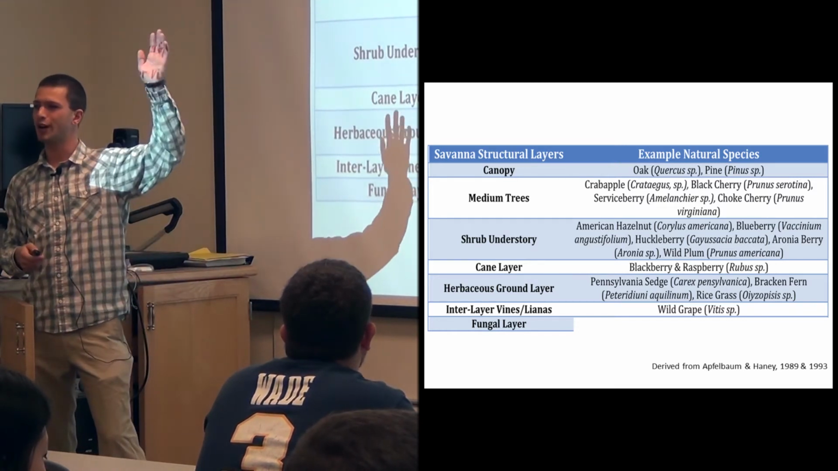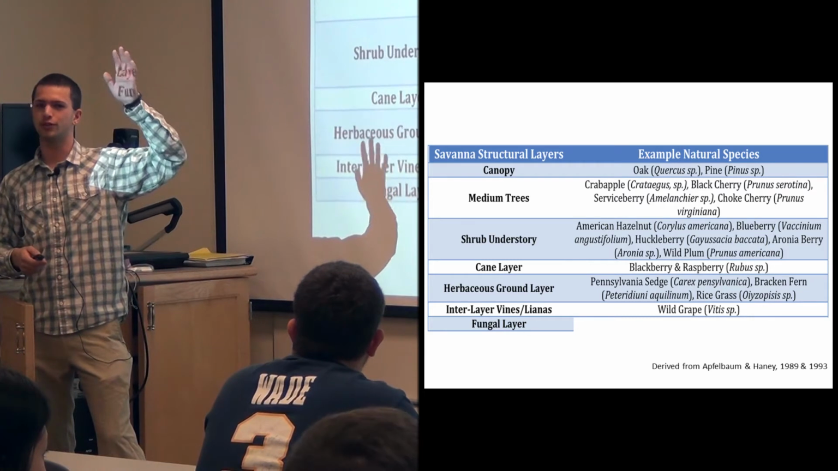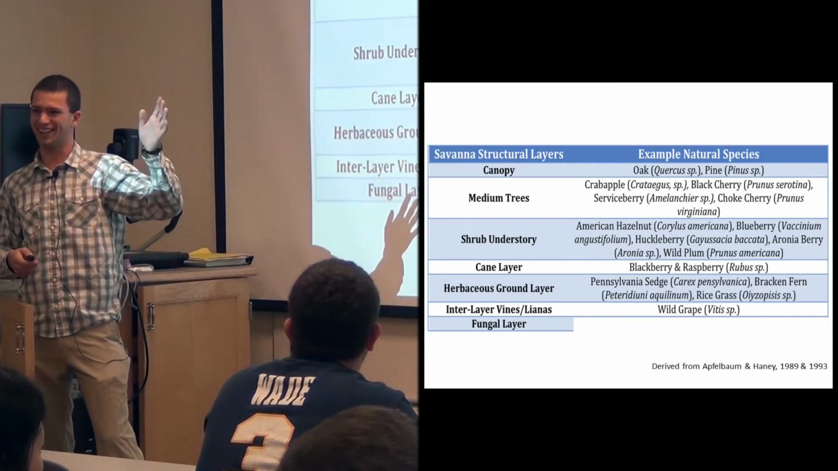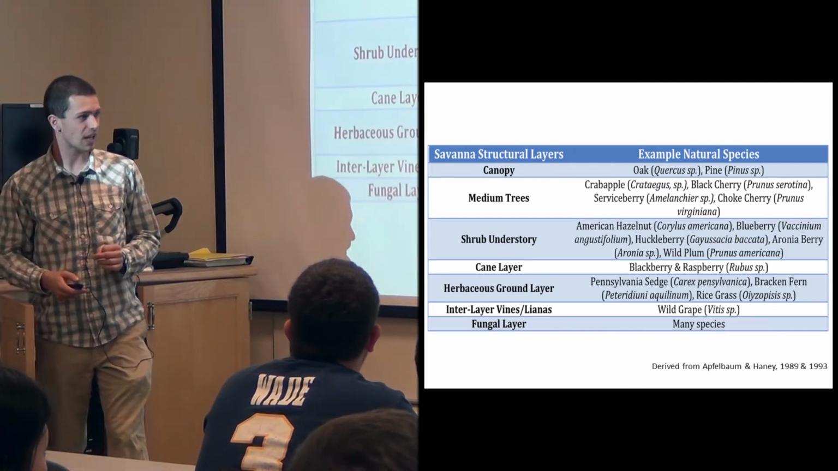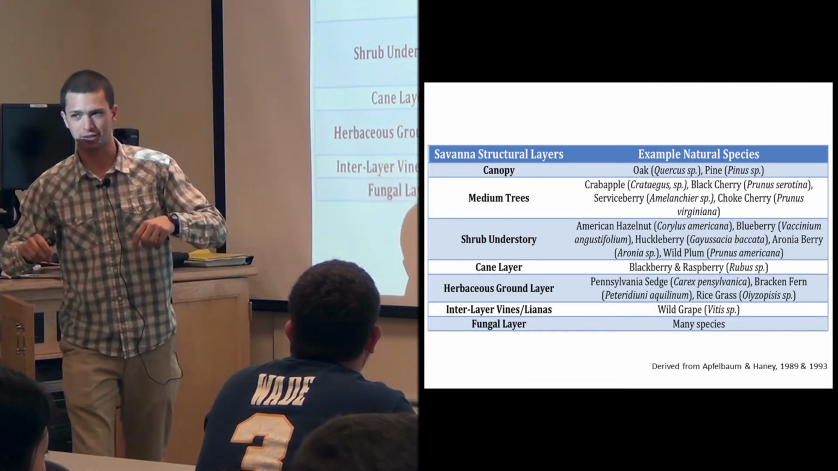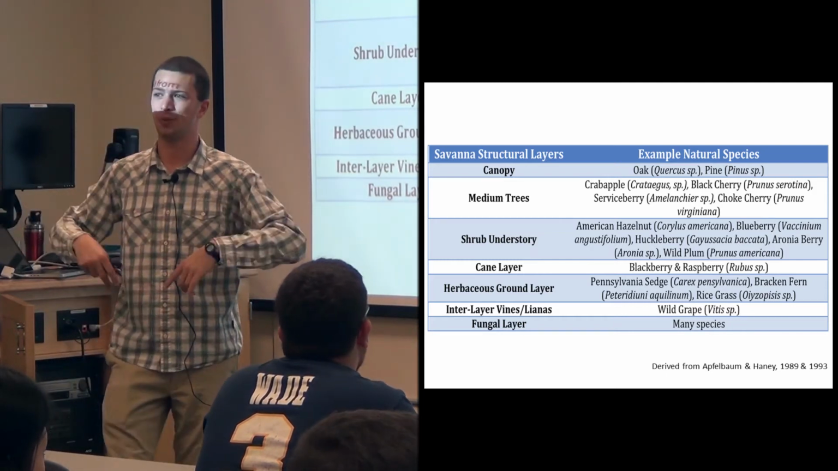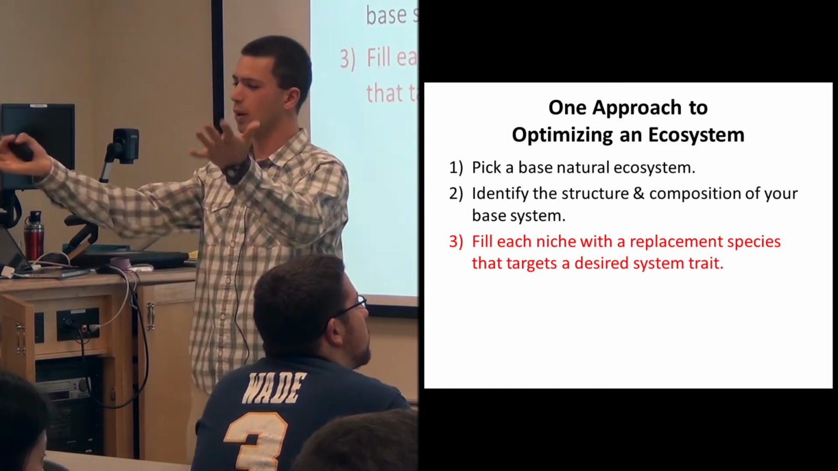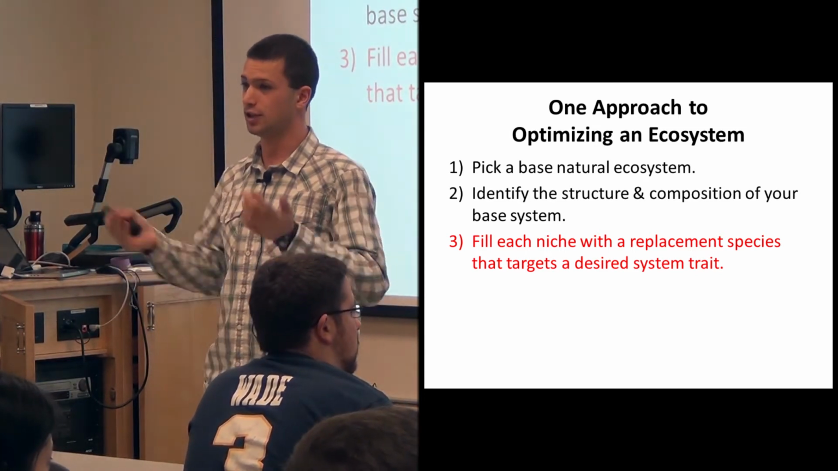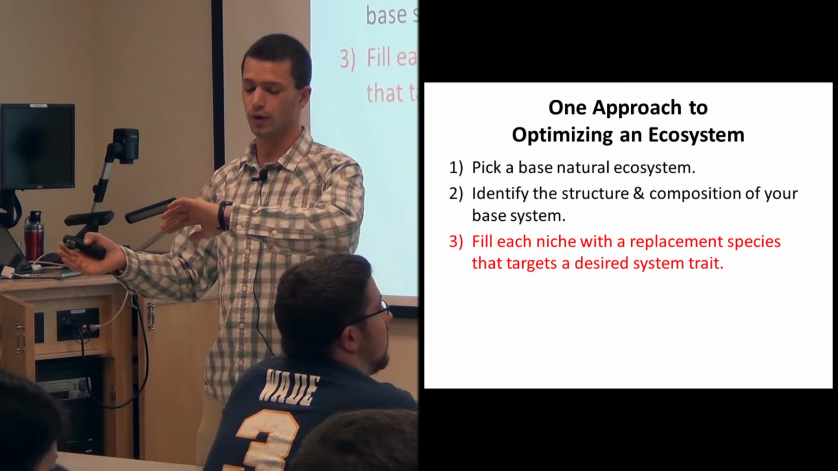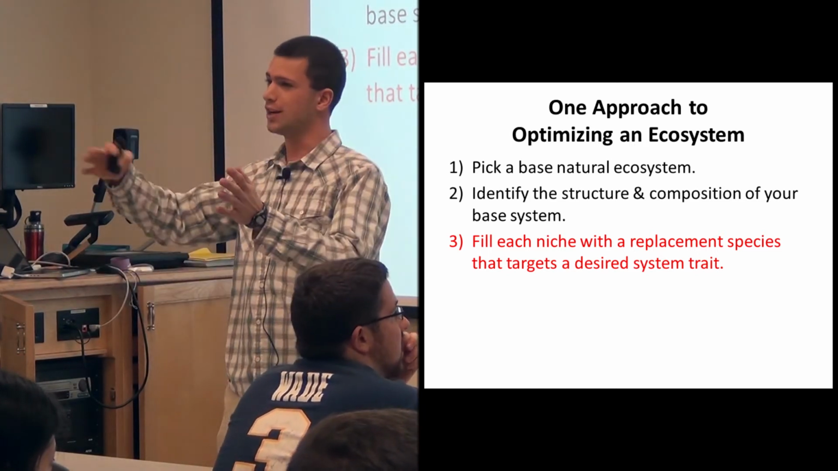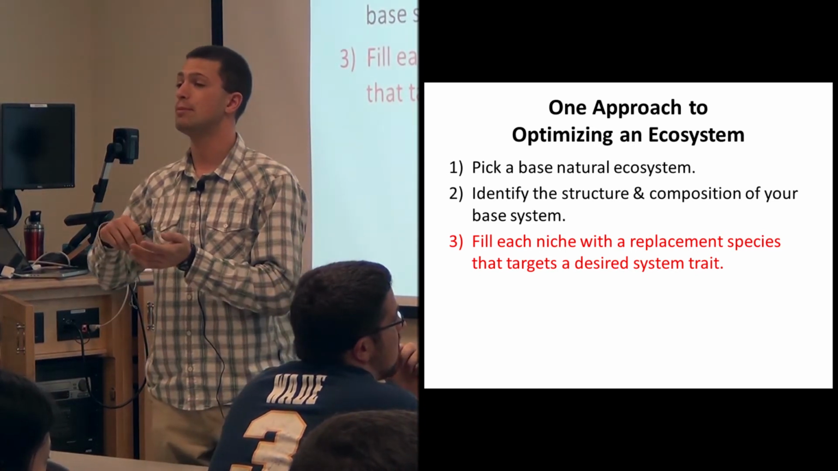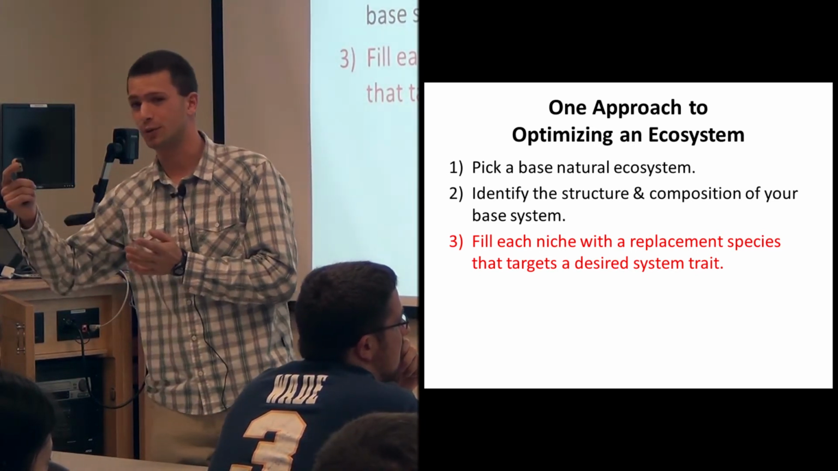Has anyone ever tried a wild grape? Tried eating it? Who has tried the candy, what are they, Warheads? Sour Warheads, right? That's what they taste like. And they have a big seed in the middle. And then we have this fungal layer, which is basically everywhere and has way too many species in it to talk about. So once you have those, we now know what the system looks like, and this is a system that clearly does a lot of things we want it to do. Now we're going to go in and go niche by niche and replace the species that are currently there with species that maybe help optimize one of the things that we're trying to do.